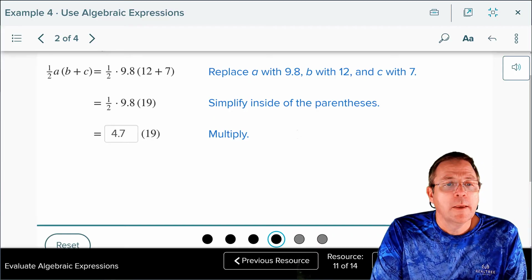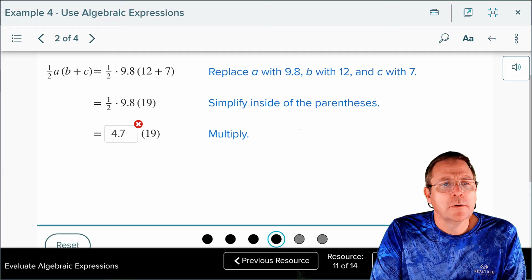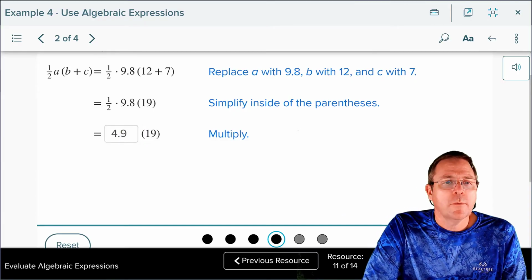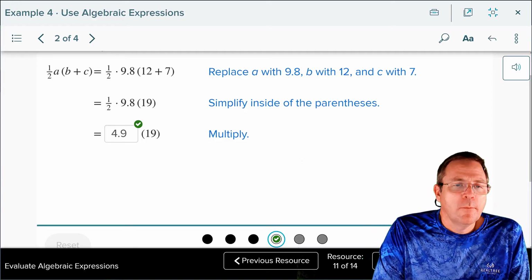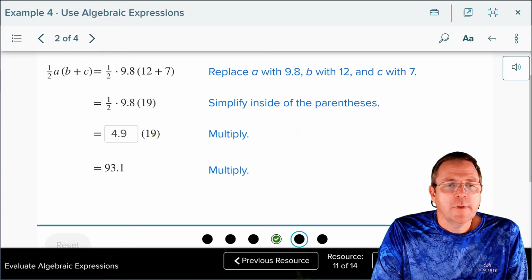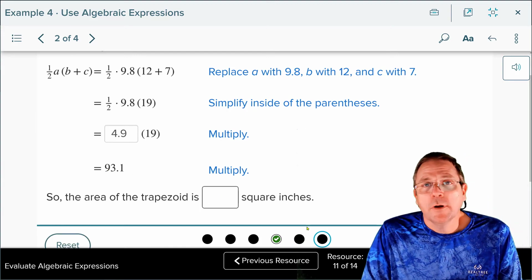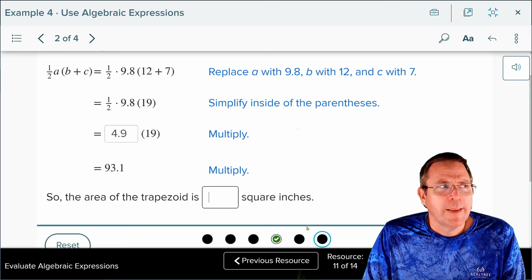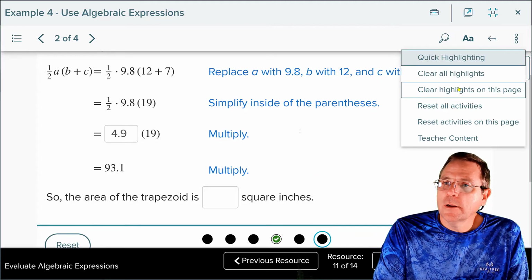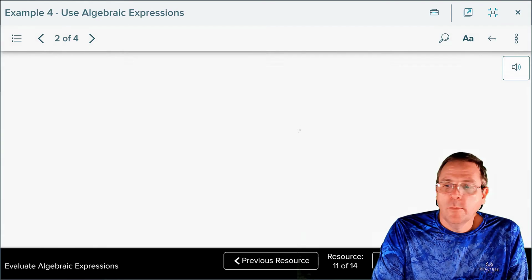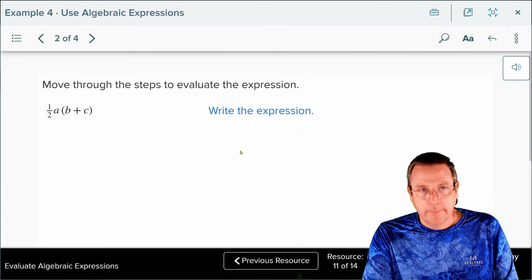Let's see here. And I didn't do it right in my head. Nope, it's going to be 4.9. Let's try that again. 4.9. Yeah, now I have happy stuff. And from here, you're going to multiply that 4.9 times the 19, and that's going to give you 93.1, which you can put in that answer if it gives you a warm fuzzy feeling. I'm not going to do that though. Instead, I'm going to clear that out, and I'm going to move on to the next thing.